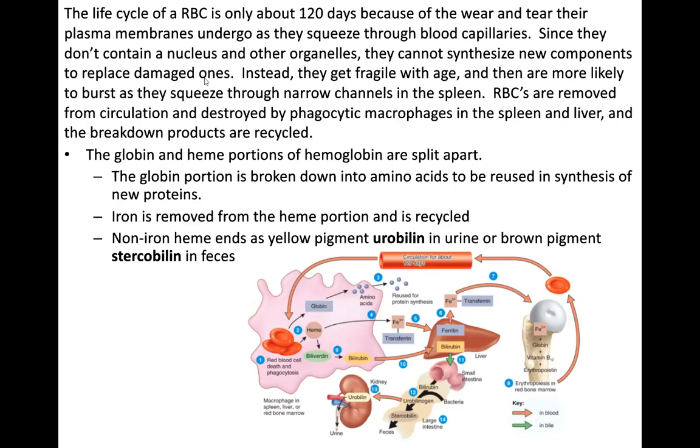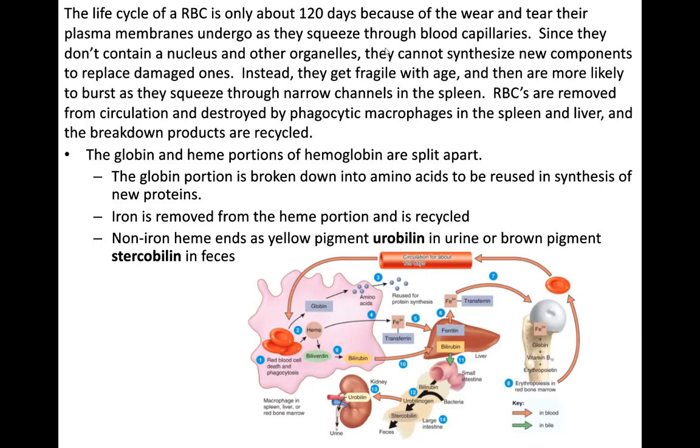So instead, they get fragile with age and are more likely to burst as they move through narrow places like in our spleen. So we remove them from circulation and we destroy them using phagocytic macrophages, which also takes place in the spleen, but also the liver. The great thing is it's not kind of a wasteful thing because we are able to recycle some of the breakdown products, especially when it comes to hemoglobin.